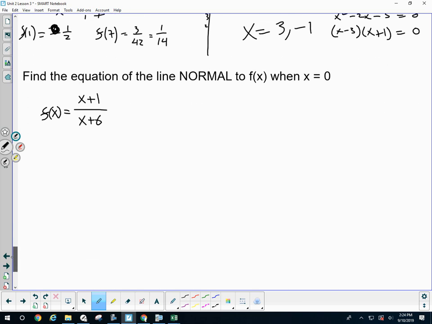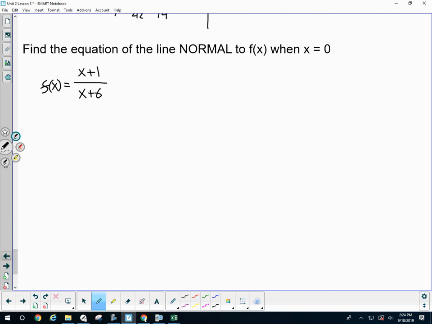Finally, 2 more. I need to introduce the concept of a normal. This is probably new to you, the word normal. Anybody hear the word normal before, like in a geometry class? Physics? Anywhere from like other math classes? Normal means perpendicular. In this case, it's perpendicular to the tangent.